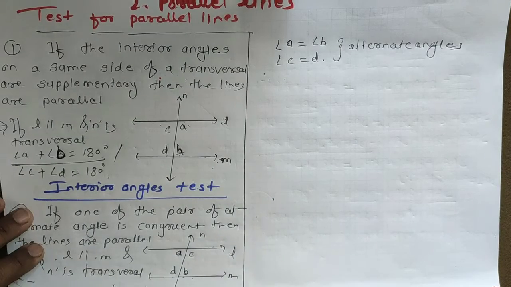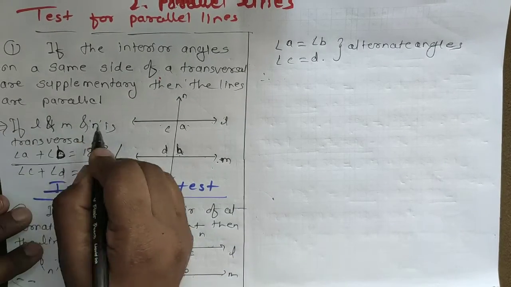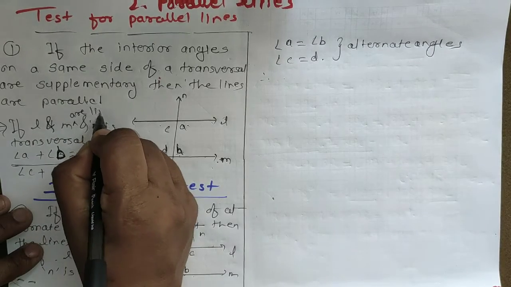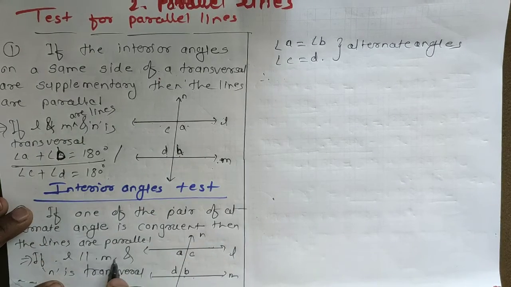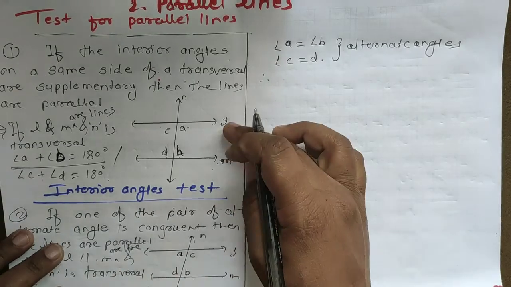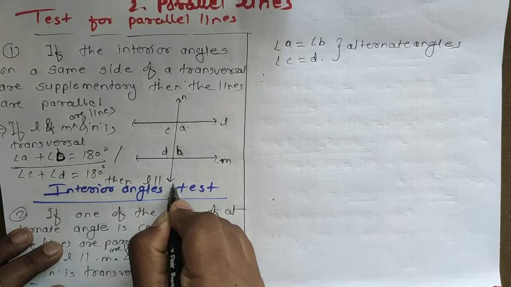Sorry, this we have to show that L is parallel to M. L and M are lines right here, and N is the transversal. This parallel we are showing afterward. Here we have to write: then L is parallel to M.